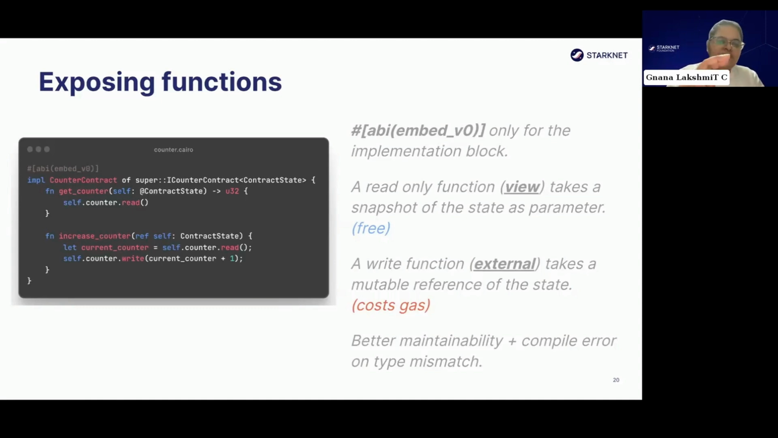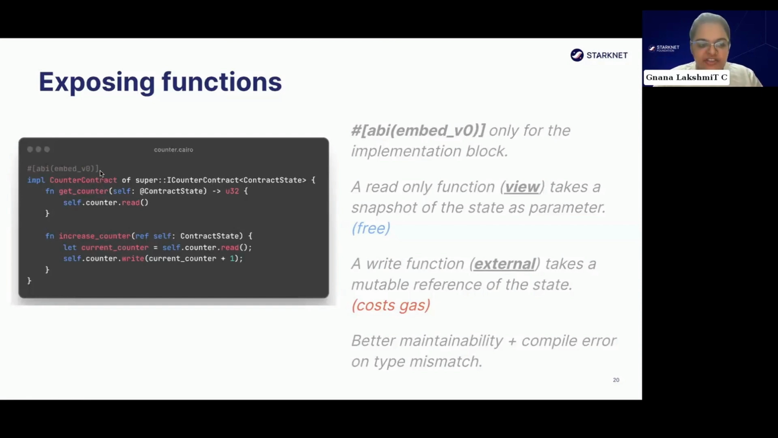But each of these interfaces defines the blueprint of this contract. That is, what are the different functions that this contract is going to have? What is largely the logic of this contract? And then you implement those functions in an implementation of that particular interface, right? And this particular implementation has two functions in this case, which are get counter and increase counter.